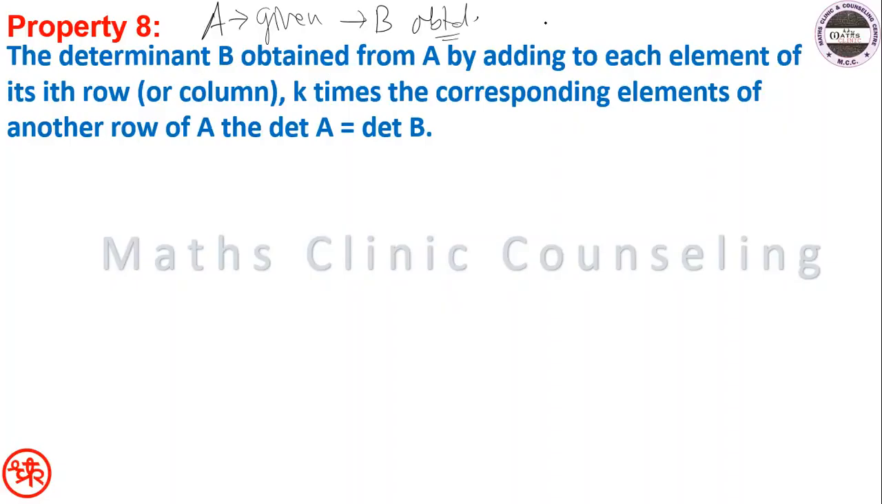For example, R2, the second row, R2 plus k times R3 we can do. Is that clear? Or C2 plus k times C3 we can do. Okay, so this is what: R2 replaced by R2 plus k times R3, or C2 replaced by C2 plus k times C3. Is that clear? That is the property.